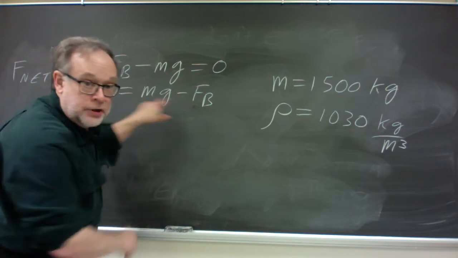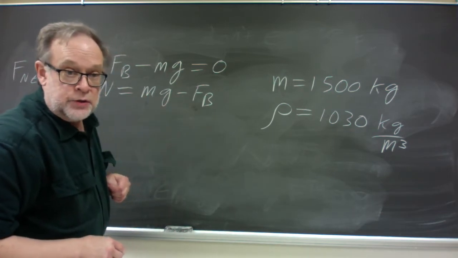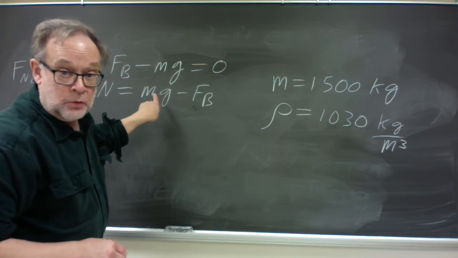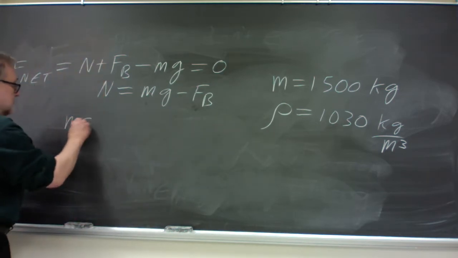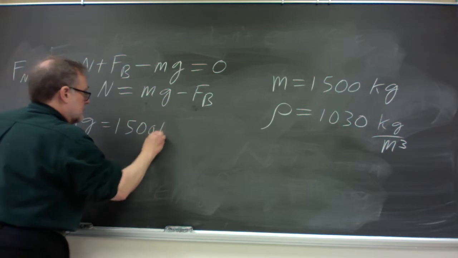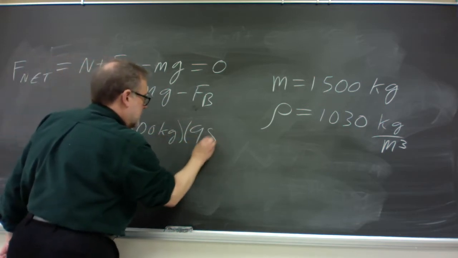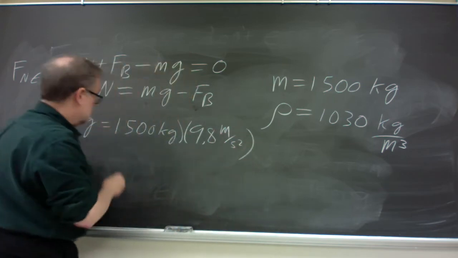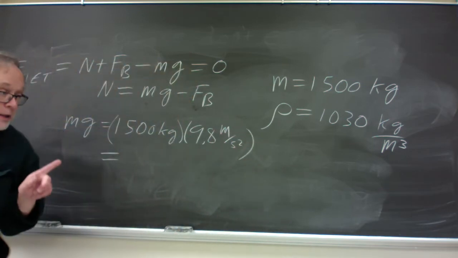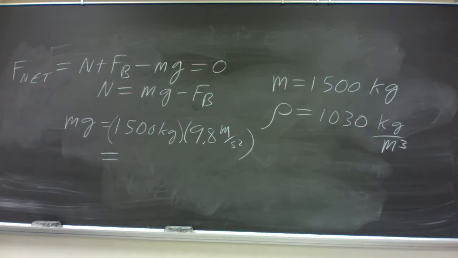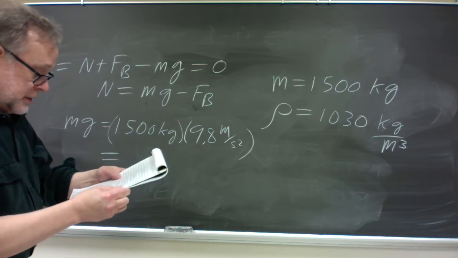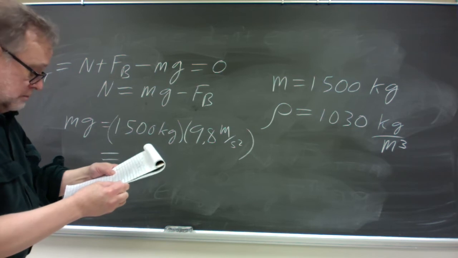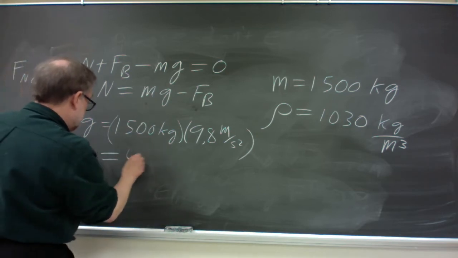So let's calculate those two forces. To do that, we need to find the mass of the hippo. Well, no, we know the mass of the hippo. That's 1,500 kilograms. So mg is 1,500 kilograms times 9.8 meters per second squared, and that comes out to, let me get my notes, that comes out to, let's say, 14,269 newtons.